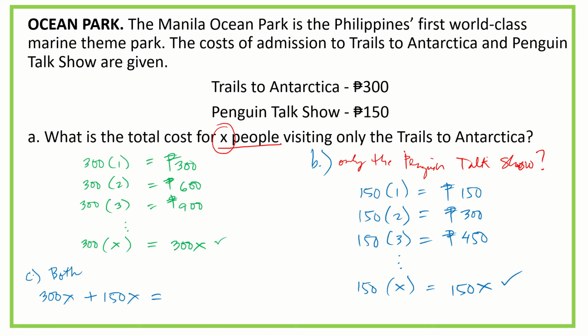We can still simplify this by adding 300x plus 150x. The total cost for Trails to Antarctica plus the total cost for the Penguin Talk Show, that would be our total cost all in all. So 300x plus 150x is just 450x because these are like terms. They have the same literal coefficient x. So this is our answer for C, this is our answer for A, this is the answer for B.